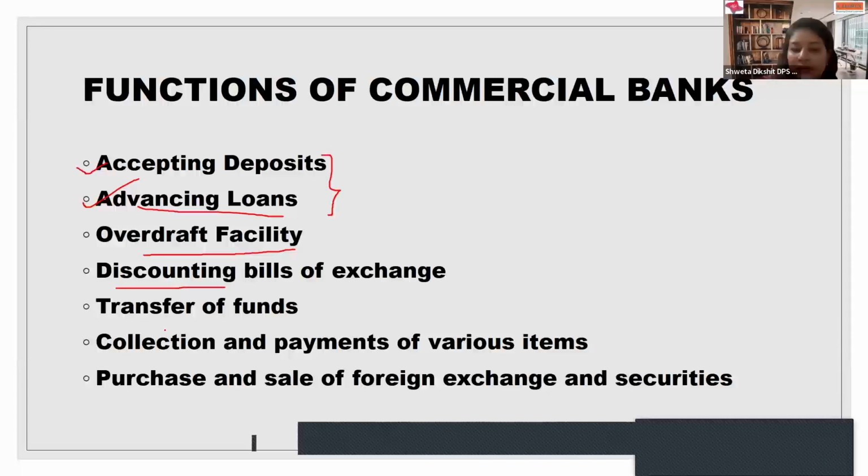Transfer of funds: we know that the bank can transfer funds to our account or to different accounts. We do it. In fact, if many of you have your own account, or have operated your parents' account, you must have seen that. Collection of payments: various kinds of examination fees, competitive exams, various kinds of charges and payments are all accepted by commercial banks, especially SBI in India. Now, purchase and sale of foreign exchange. If you want foreign exchange, like converting your currency into USD or pound or any other currency because you want to go to a foreign country or make a payment, you can definitely take the help of commercial banks.